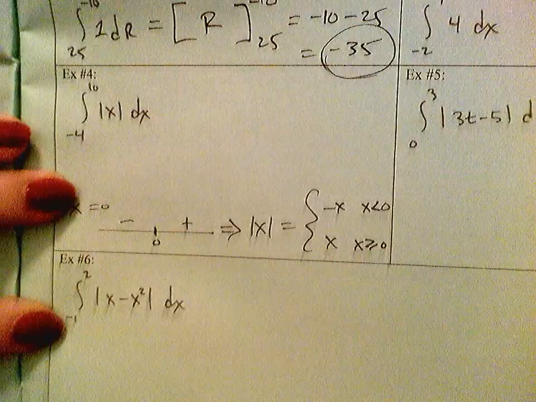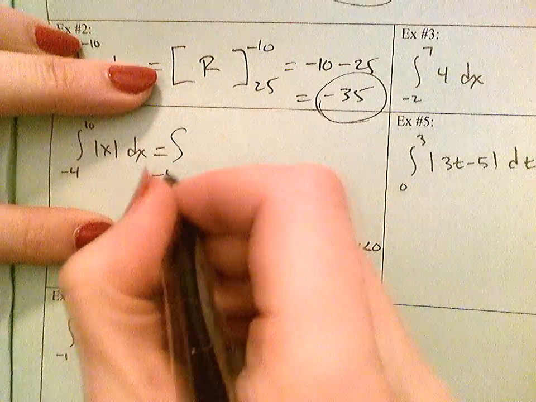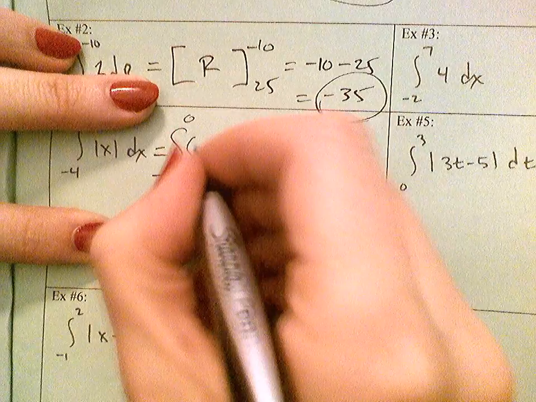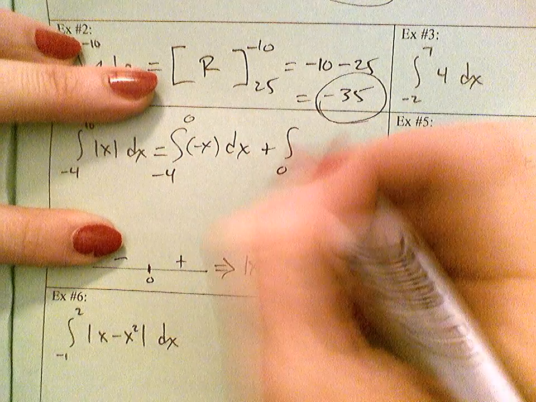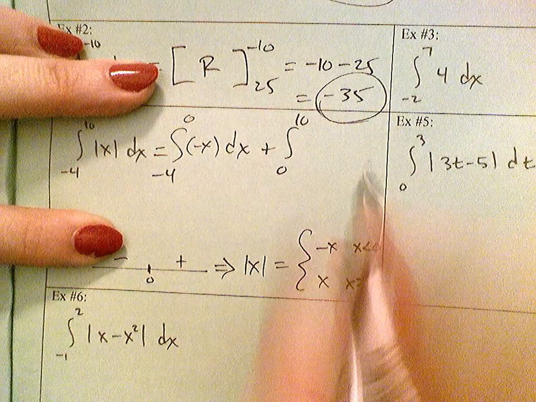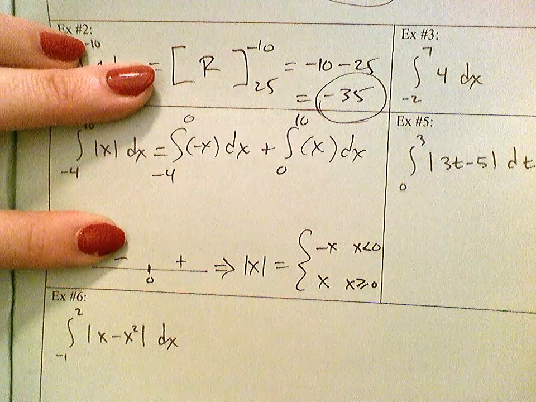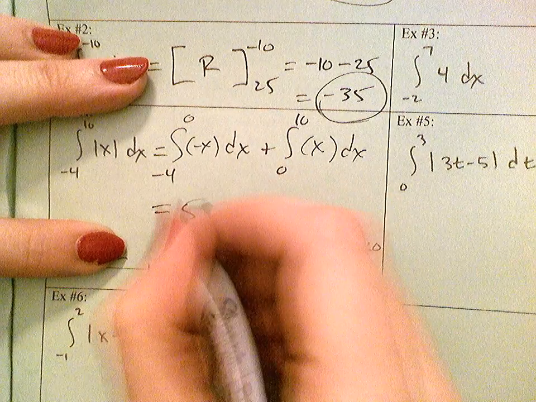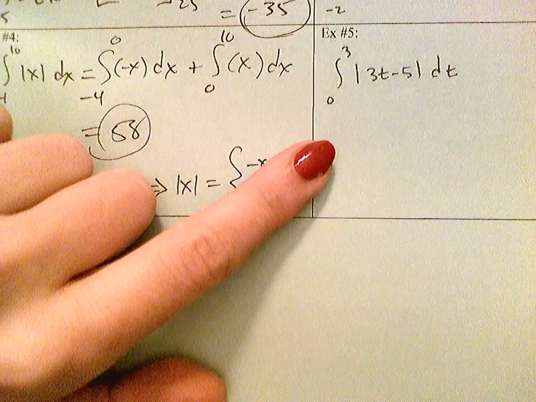Okay, so I can rewrite this integral as the integral from -4 to 0 of this part, negative x, plus the integral from 0 to 10 of that part, x dx. Alrighty, now I'm going to save time and just give you the answer, guys. The answer is 58, but you would get it the same way that we got this, using the fundamental theorem of calculus and then plugging in the endpoints.